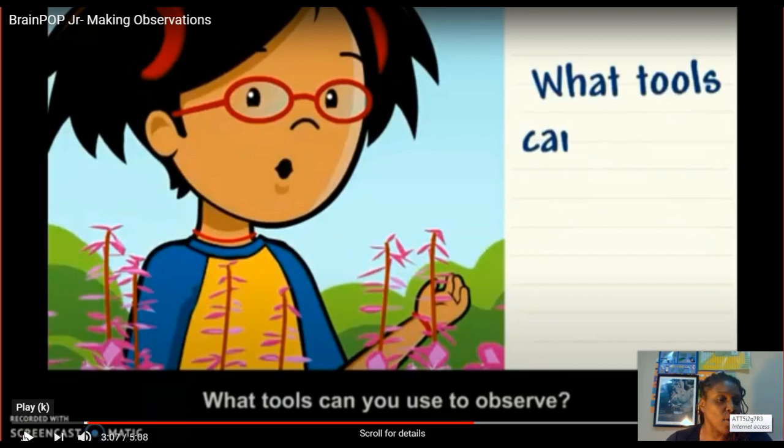So when we record our data, what is that called? When we record our observations, I just gave you a hint. What is that called? Why is it important for you to record your observations? You're going to answer the question, why is it important to record your observations?